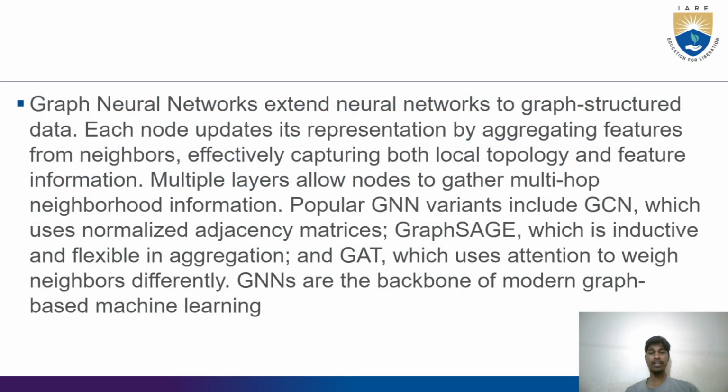Graph neural networks extend neural networks to graph-structured data. Each node updates its representation by aggregating features from neighbors, effectively capturing information. Popular GNN variants include GCN, which uses normalized adjacency matrices, as well as GraphSAGE and GAT.